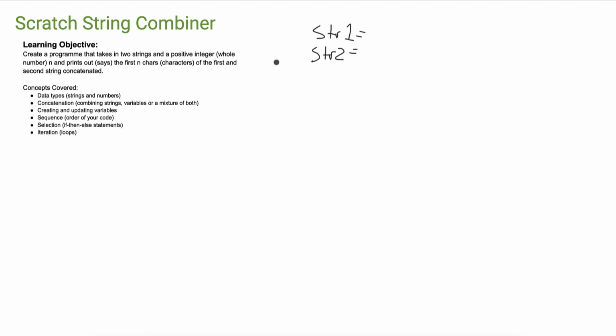So we're gonna need these two strings. These are gonna be the two strings that we take in from the user. And then we're also gonna need a positive integer, which I will call num. So we've got a string one, string two, we've got a num. And then the other things we're gonna need is the shortened versions of our string. So if you remember, we're going to print out the first n chars of the first and second string concatenated. So I'm actually gonna call this sub1 and I'll rewrite that, and sub2.